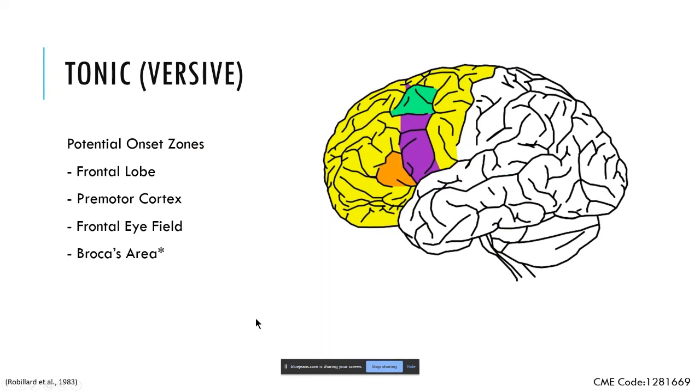Versive seizures can be the initial manifestation of frontal lobe seizures, in which case the symptomatogenic zone may be the contralateral prefrontal eye fields. Versive seizures can also be associated with speech arrest, and it's actually been seen that Broca's area could be involved, if not the seizure generator, in those cases.